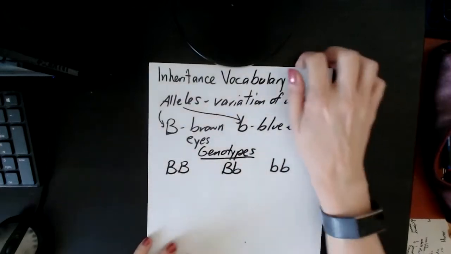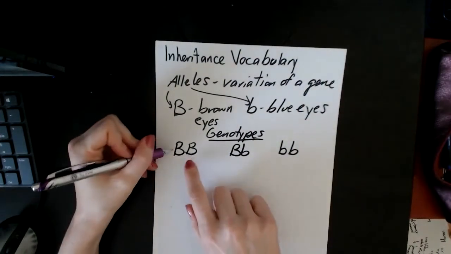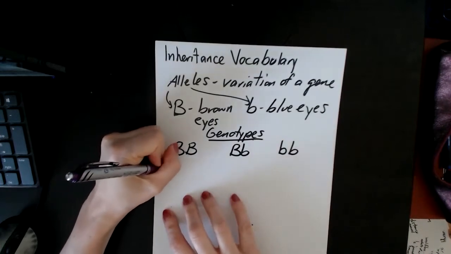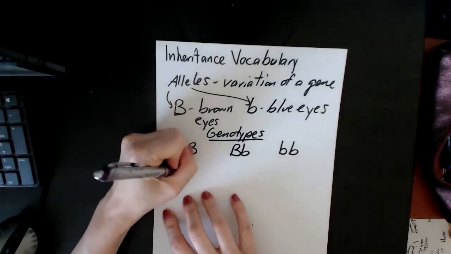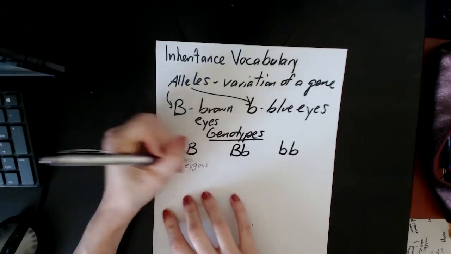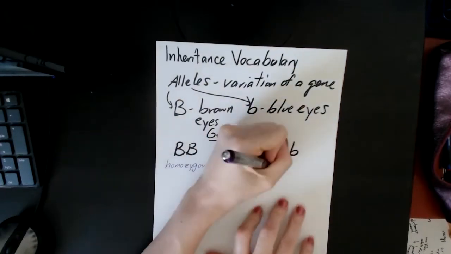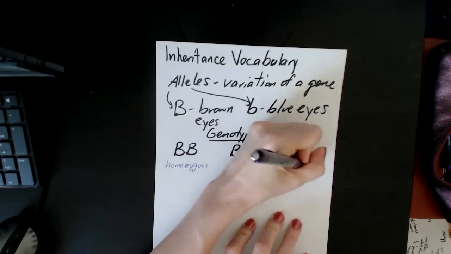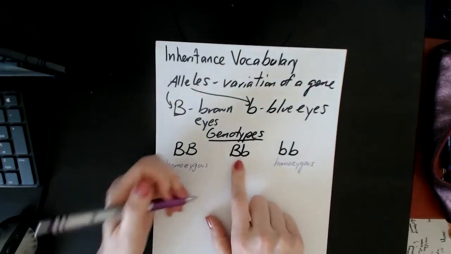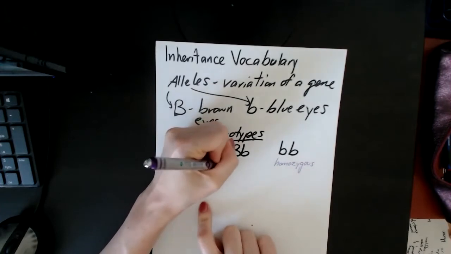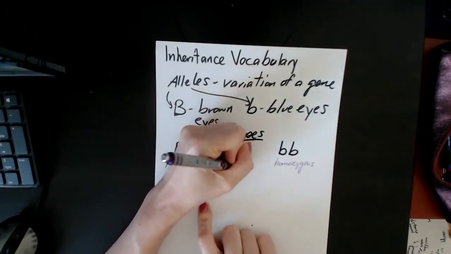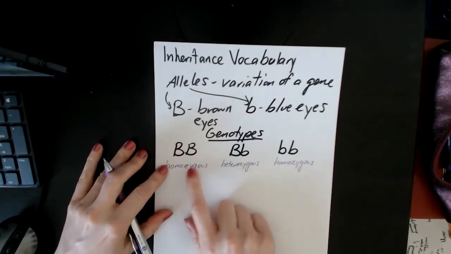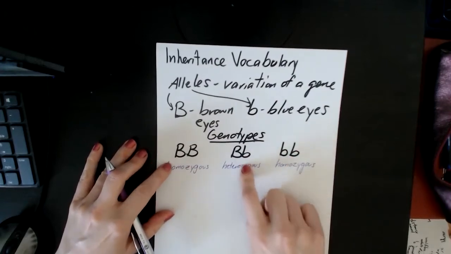Now, we have terms for these. If you look at somebody's genotype and they have two of the same alleles, then this is called homozygous. Homo meaning the same. So this is homozygous and this is homozygous. If they have two different alleles, this is called heterozygous. Hetero means different. So both of these are homozygous genotypes, because they have the same, and this is heterozygous.